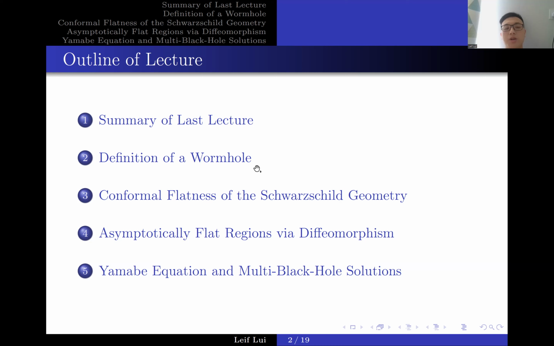Then next we're going to mathematically describe wormholes and multi-black hole solutions. We're going to first define what a wormhole is. Then we're going to talk about conformal flatness of the Schwarzschild geometry. Then we're going to talk about how we yield asymptotically flat regions using diffeomorphisms. And finally, we're going to talk about how we obtain multi-black hole solutions from the Yamabe equation.